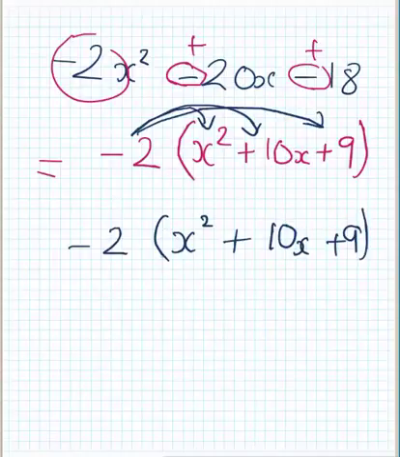Now, this negative 2 is outside as a factor. You can just forget about it. It will just sit there for the rest of the question. We now have to factorize what we have inside the brackets. So don't let this negative 2 confuse you. It's just out there now and it'll always stay out there.